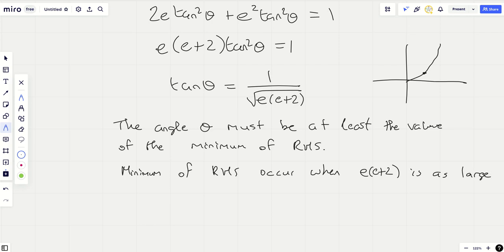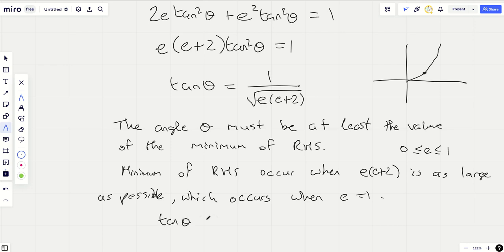And to make that as large as possible, and this is quite subtle, we'll need to make e as large as possible. But e is always stuck between 0 and 1 if it's a perfectly elastic collision. So the minimum of the RHS occurs when e plus 2 is as large as possible, which occurs when e equals 1. And if e equals 1, what have we got on the bottom there? 1 times 3 square rooted, so tan theta is 1 over root 3, in which case theta is 30 degrees, yeah?